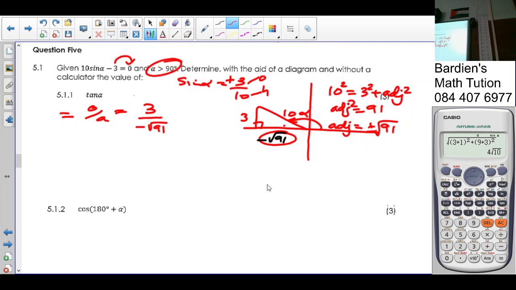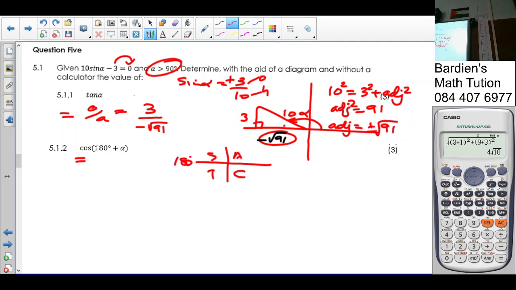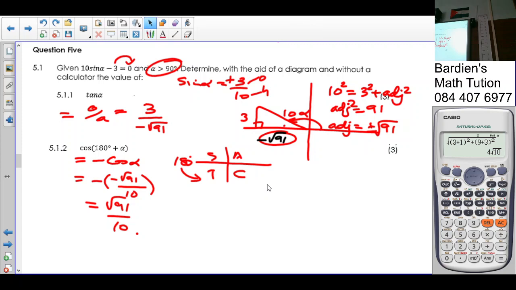Right. The next one. First apply the reduction formula before we take it to the quadrant. So that will simply be cos of 180 plus alpha. Which quadrant is that in? All stations to Claremont. 180 plus takes you to quadrant 3. Cos is negative there. Negative cos alpha. So it's negative. Cos is what? Adjacent over hypotenuse. So it's negative root 91 over 10, which is root 91 over 10. Okay? Any confusion? No.